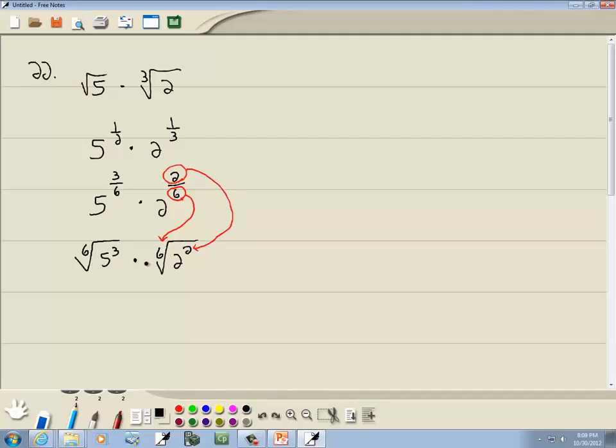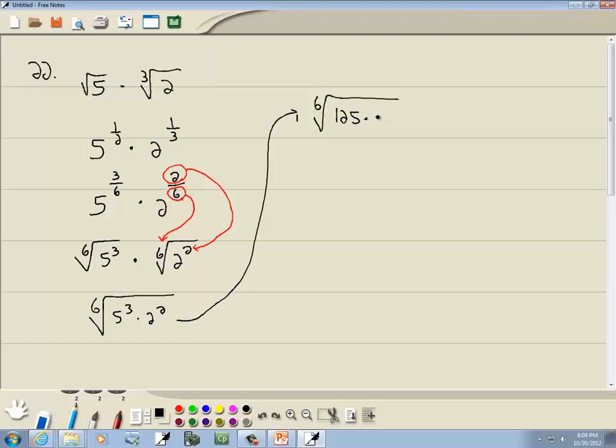Whatever number's on top is your power that you can put inside. Well, now these both have the same indexes, so we can multiply them together. So we got 5 to the 3rd times 2 squared. 5 to the 3rd, 5 times 5 is 25, times another 5 is 125. 2 squared is 4. So that gives us 6th root of something. 125 times 4 is 500. So that'd be our answer.